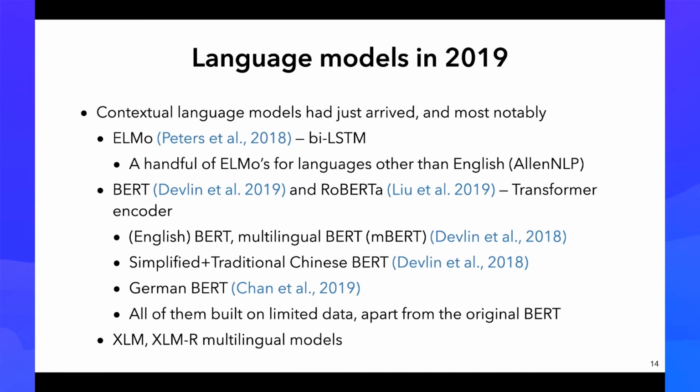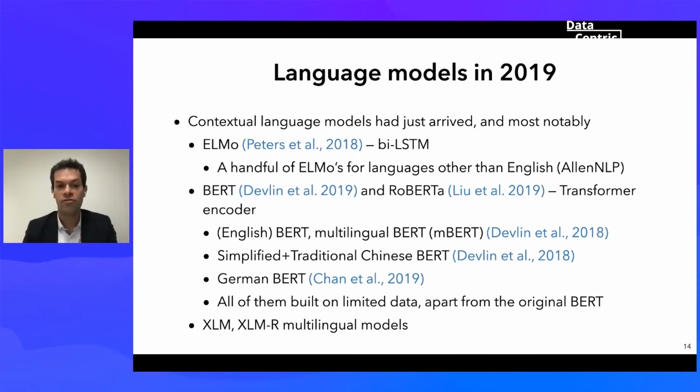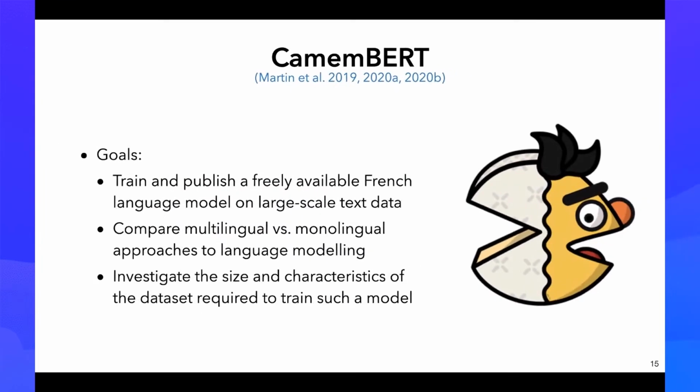Of course, the English BERT models already existed, the multilingual BERT as well. And in the original BERT paper, they also trained a version of BERT for simplified and traditional Chinese. There was already a German BERT, but all of these non-English BERTs were trained on limited data, apart, of course, from the original BERT. Also, XLM and XLM-R multilingual models were already there. But basically, there were no monolingual models trained on large-scale data for a language other than English. And so we decided to investigate the question of whether it was an interesting thing to do to train a monolingual language model.